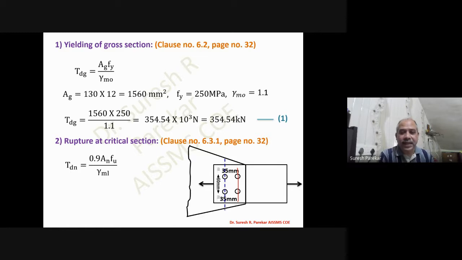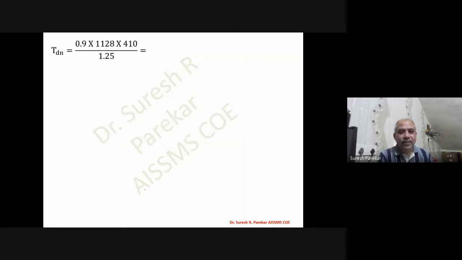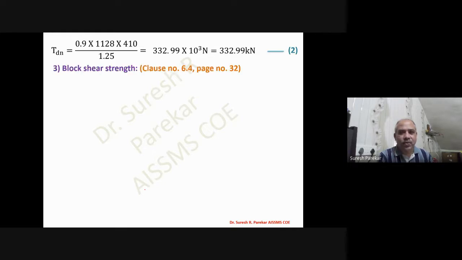And then we have Tdn = 0.9 An fu / gamma m1, and now An we have (b - 2 dh). So we have these two holes. This will be first, and this will be second. So we have (b - 2 dh) into t, and that will give us the value of An. fu we know, and from this I can calculate Tdn, which will be 332.99 kilonewton.